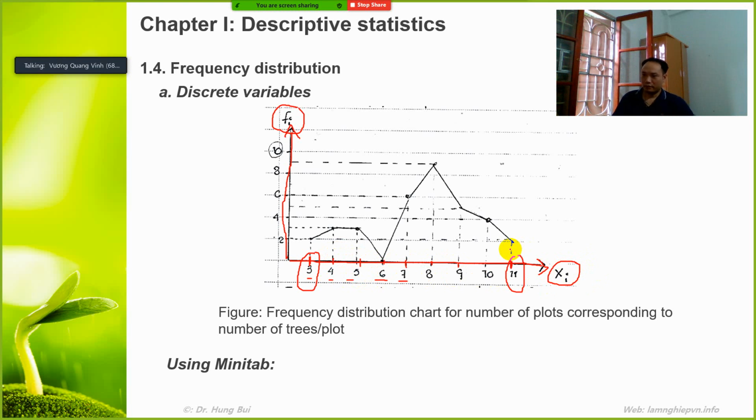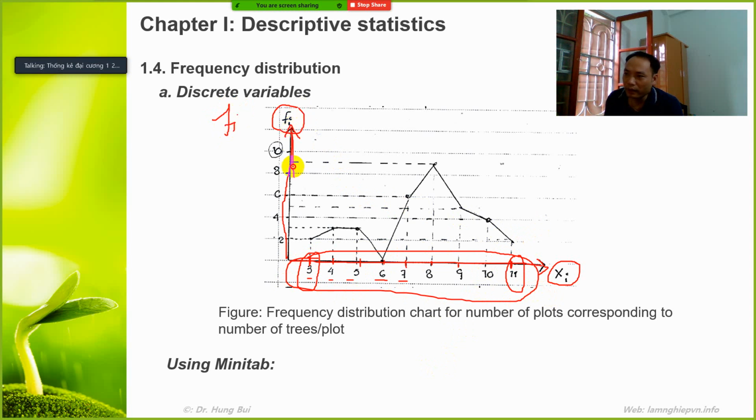Okay, so draw two axes like that, and then you have to divide them into intervals. So divide them into classes: 3, 4, 5, 6, 7, 8, 9, 10, 11. Do you finish this one? Okay, good. Now we move on to the Fi axis.